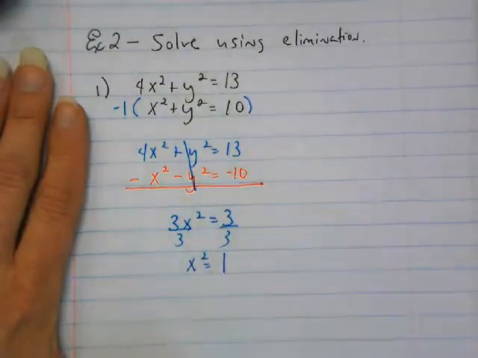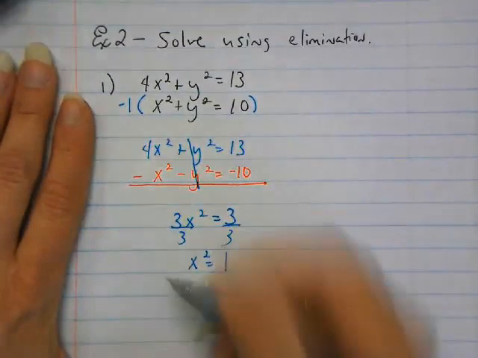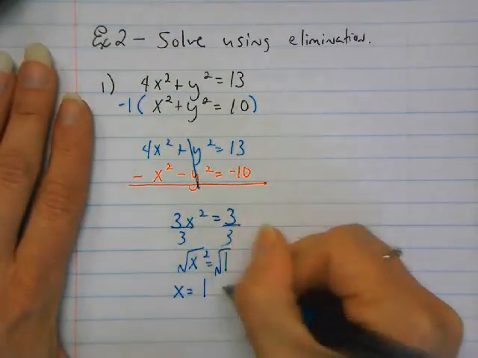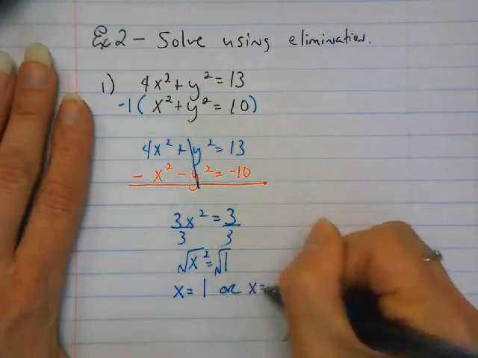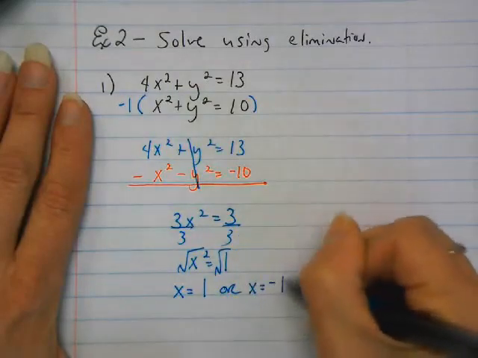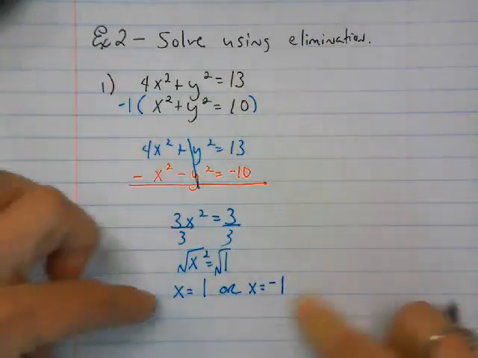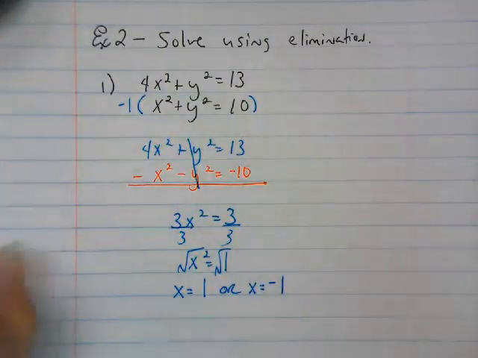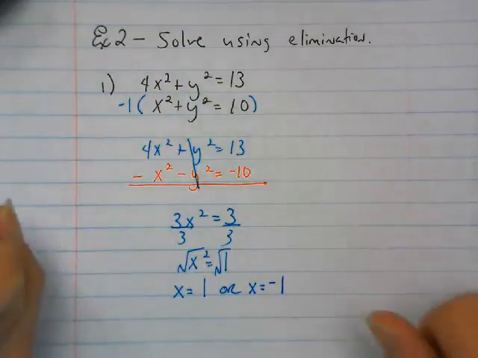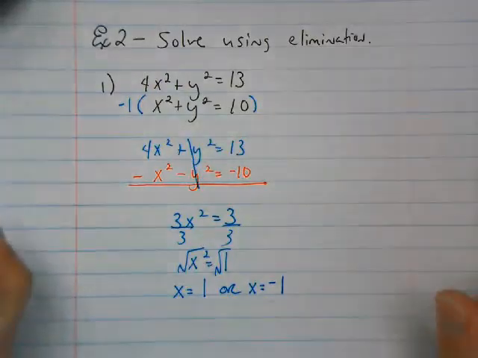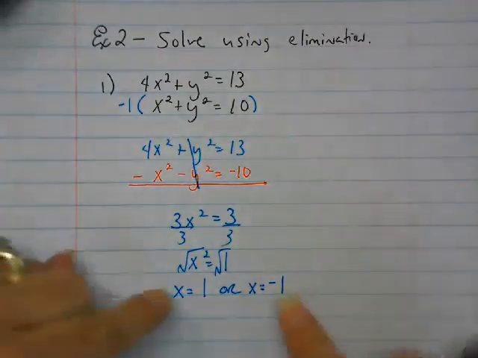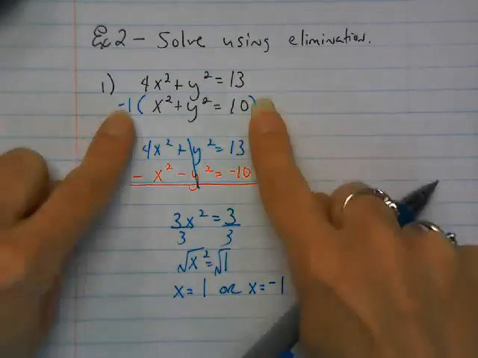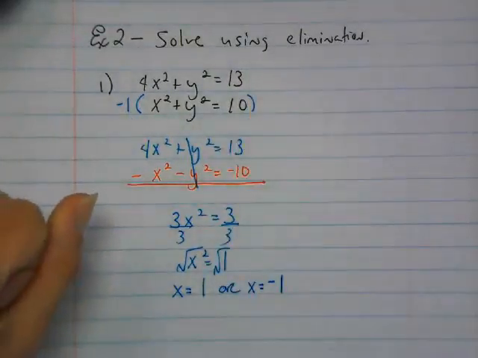Now here's where you're going to make your mistake. When you take the square root, you get x is equal to 1 or x is equal to negative 1. So again, I get two roots, which if you think about, a circle and an ellipse would most likely intersect in two places, if they do intersect. Alright, so I have two values of x. Let's go ahead and plug them in and see what I get.